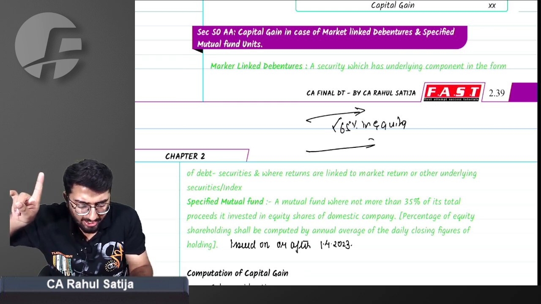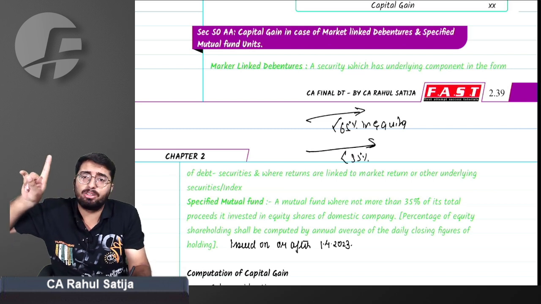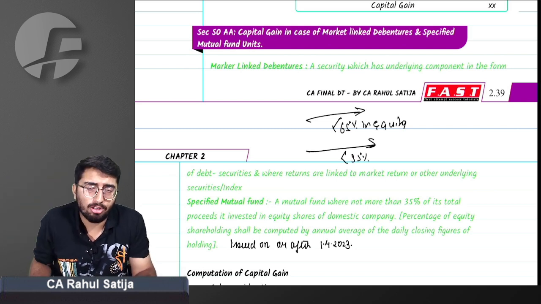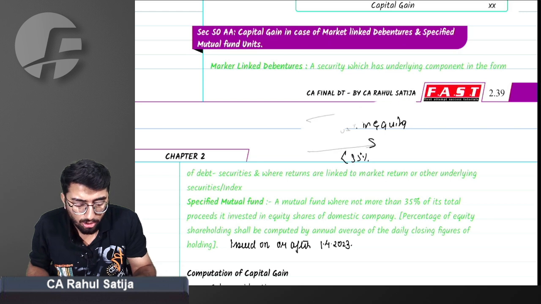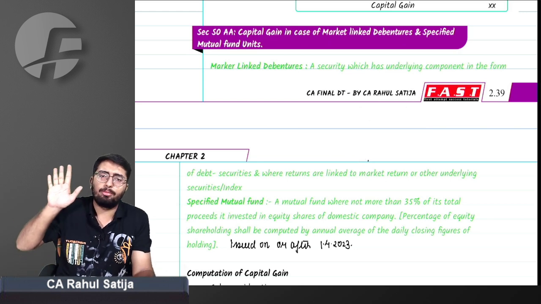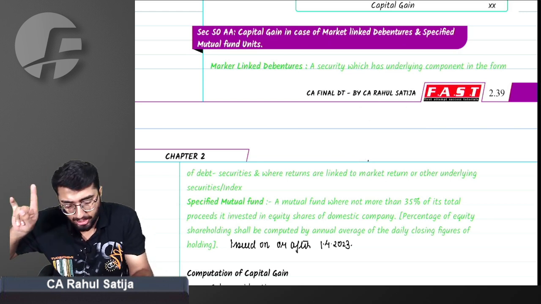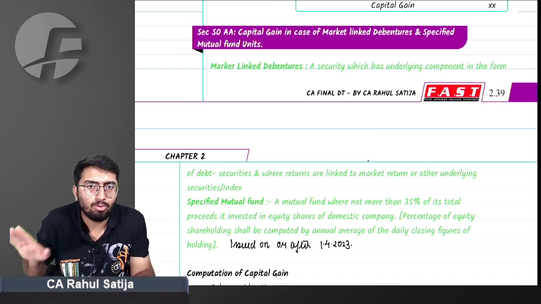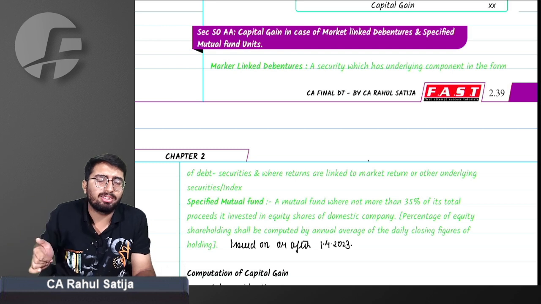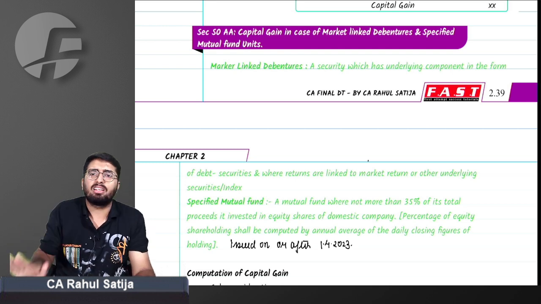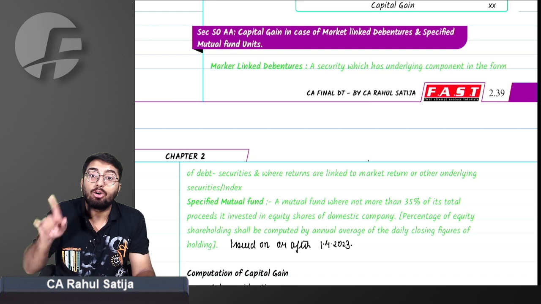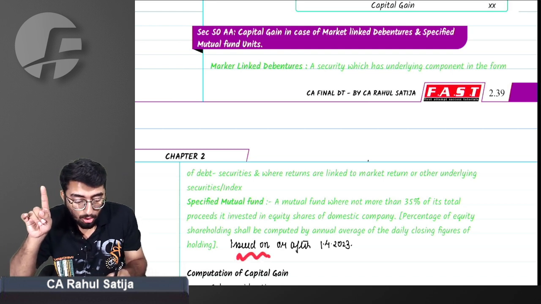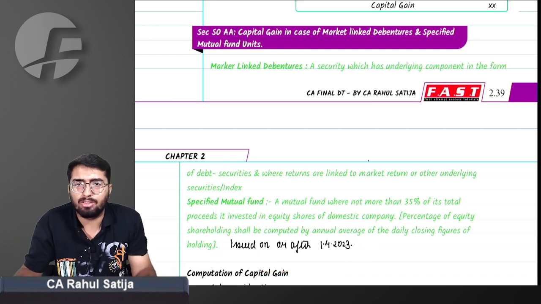But for specified mutual fund, less than 35% has to be in equity. So not every specified mutual fund is debt oriented, and not every debt oriented mutual fund is a specified mutual fund. There is a demarcation. For section 50AA, we are just studying specified mutual funds whose equity exposure in domestic company is lesser than 35%. And also one thing, issued on or after 1st April 2023.